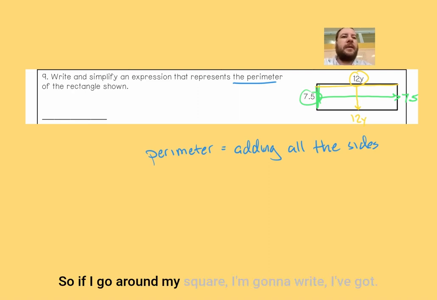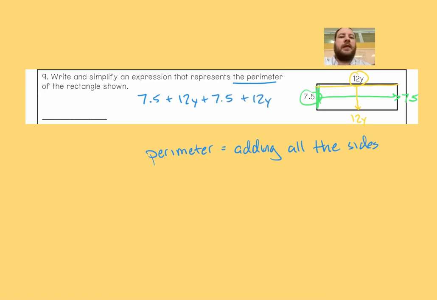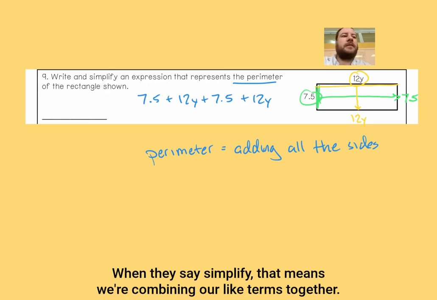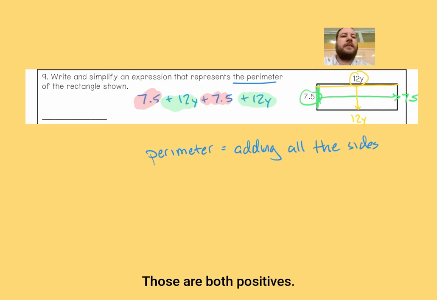So if I go around my square, I'm going to write, I've got 7.5 plus 12y plus 7.5 on the other side, and then 12y on the bottom. So then I am simplifying it. When they say simplify, that means we're combining our like terms together. So that's going to be my constant 7.5 and positive 7.5. Then I've got y here and y here. Those are both positives. We want to write our variables first.